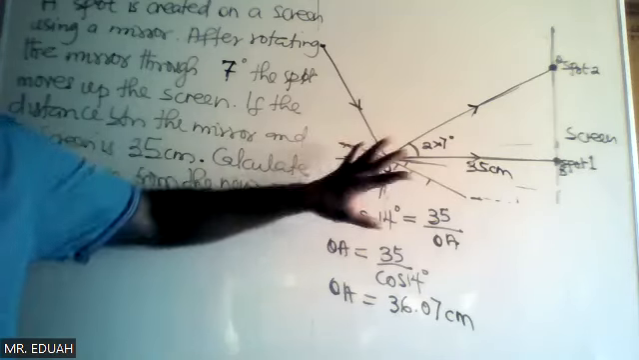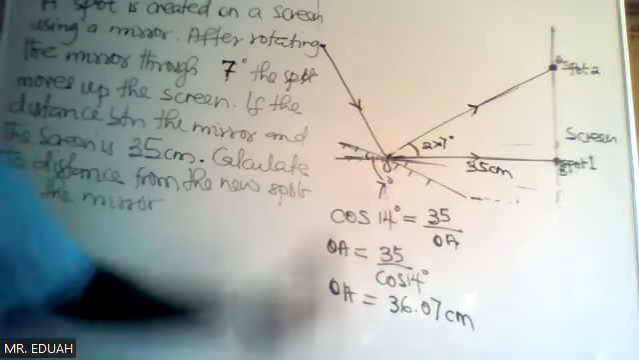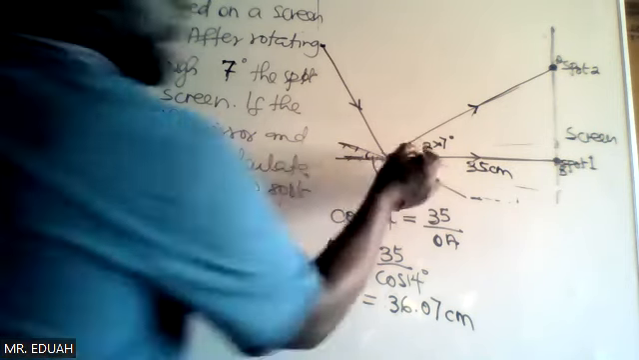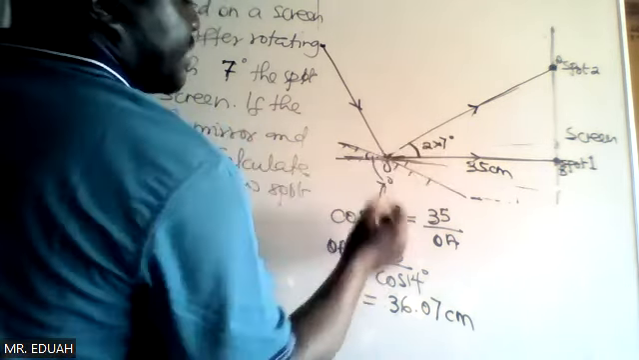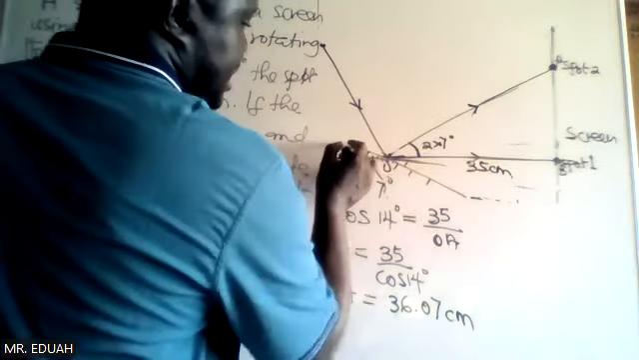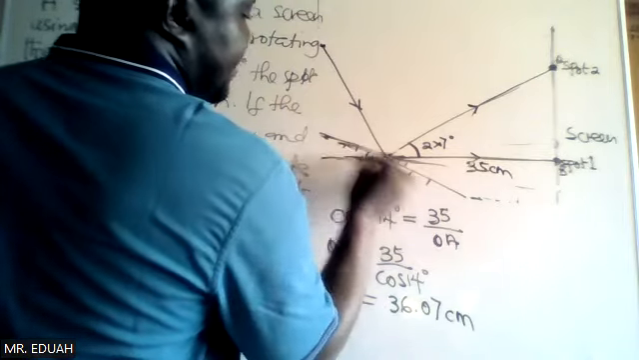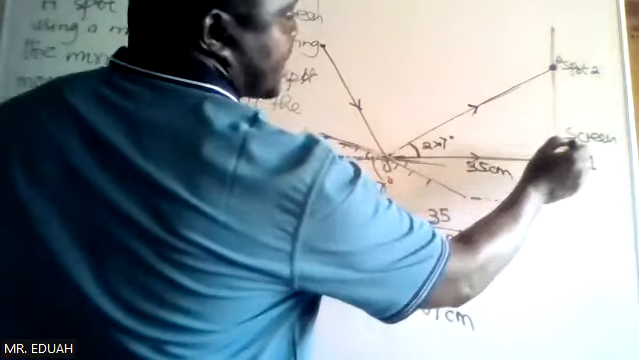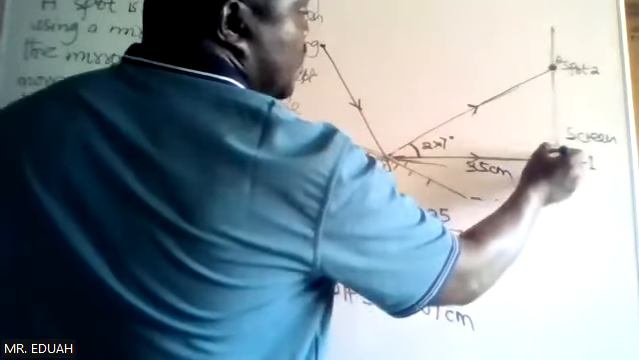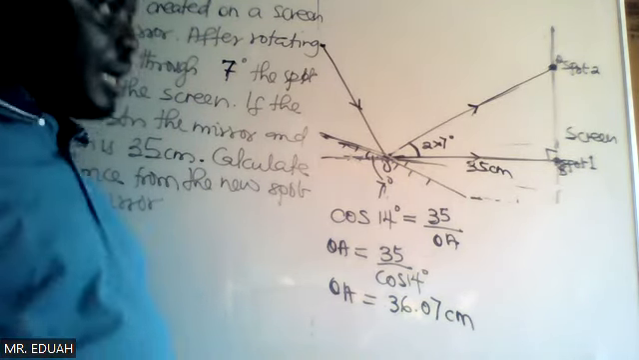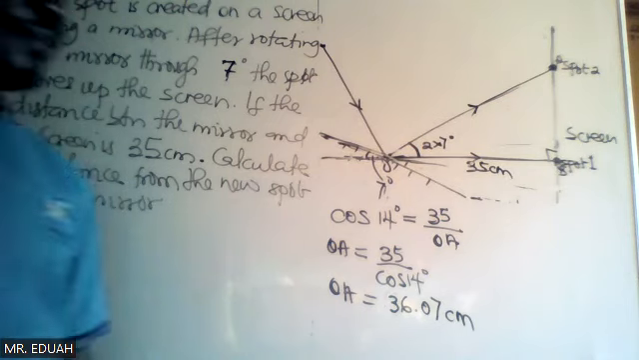So this is a typical application of rotation of mirror. The whole trick is that the angle between the reflected rays is always twice the angle of rotation. So if this is rotated 7 degrees, then this will be 14. Now, the spot is formed on the screen, and so it forms something like a right angle triangle. And so you can easily calculate whatever you are being asked to determine.